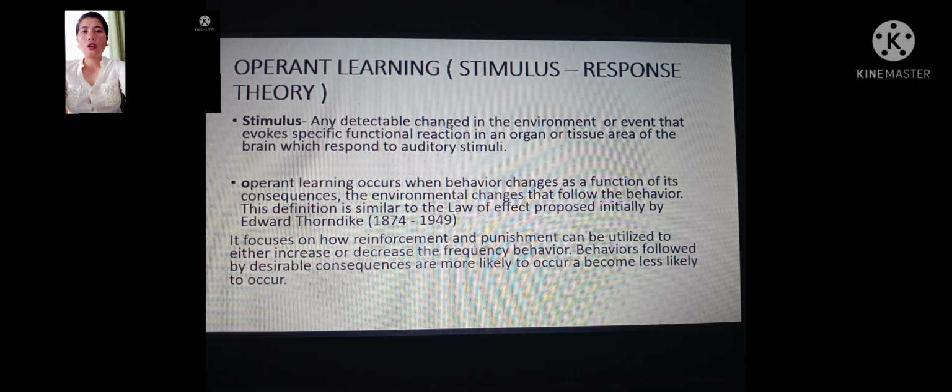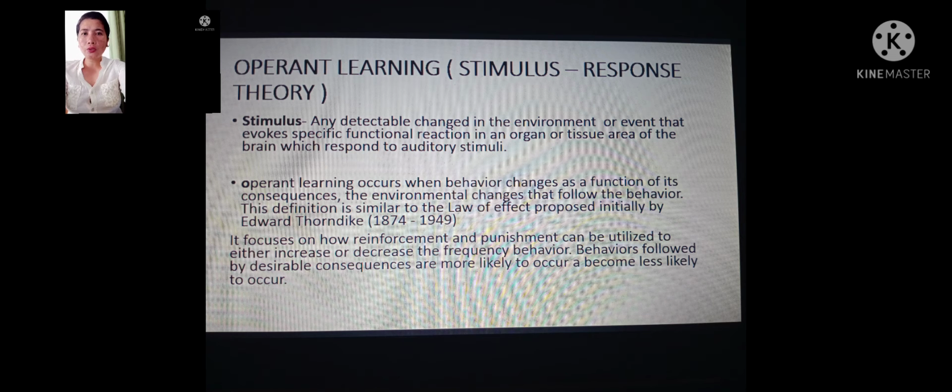In operant learning, behavior changes as a function of its consequences, the environmental changes that follow the behavior. This definition is similar to the law of effect proposed by Edward Thorndike, 1874 to 1949. According to his principle, actions that are followed by desirable outcomes are more likely to be repeated, while those followed by undesirable outcomes are less likely to be repeated.